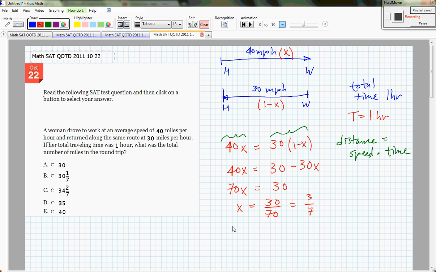But that's not the answer. The question is the distance. That was the green stuff. So distance. So 40 times 3/7 equals the distance home. That's 120 divided by 7. And that's 7 into 120 goes in. What's the total number of miles in the trip?